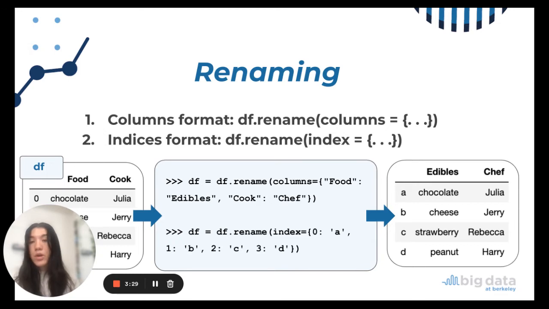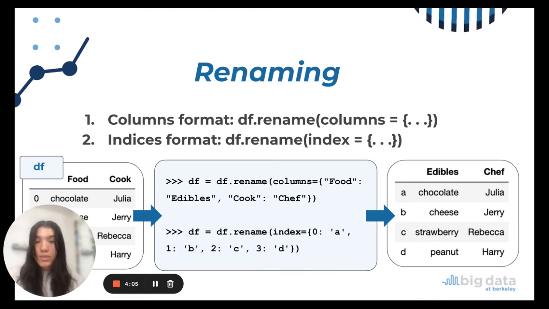We also can rename columns of our data frame. So starting with our first data frame that we created originally with our food and our cook values, we can rename the columns to be edibles and chef. In order to do this, we use our df.rename and set our columns parameter to be the columns that we want it to be. So df = df.rename(columns=...), food, we want to rename this to edibles, and cook, we want to rename this to chef. So that's one way to rename columns.